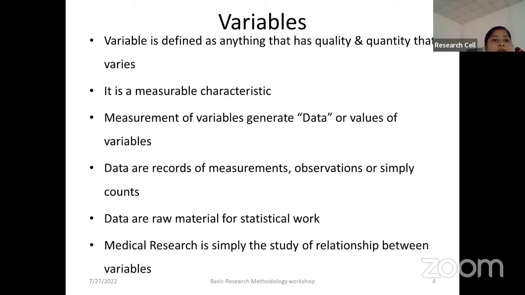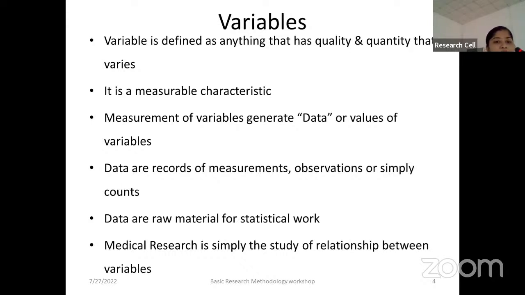So coming to what are variables now. A variable is defined as anything that has some quality and quantity and that varies. There has to be some quality attached to that variable, or some quantity which will keep on changing. This is one thing. And secondly, it should be measurable. It needs to be measured on some scale. What scale? We'll come to it. So it needs to vary, it needs to have a certain quality and quantity, and it needs to be measurable. These are important aspects which should be associated with any variable that we are interested in.